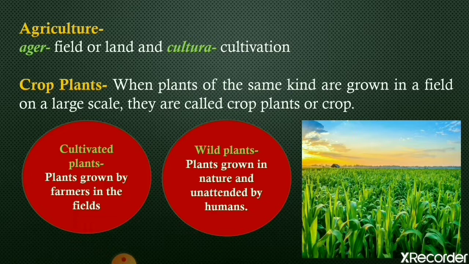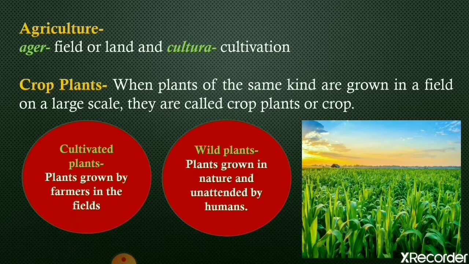Now, the next topic is crop plants. We grow plants in a field, and from those plants we get many types of products. Suppose we are growing the same kind of plants in a field on a large scale, not on a small scale. Then they are called crop plants or crop. So when plants of the same kind are grown in a field on a large scale, they are called crop plants or crop. For example, we can say a crop of rice.